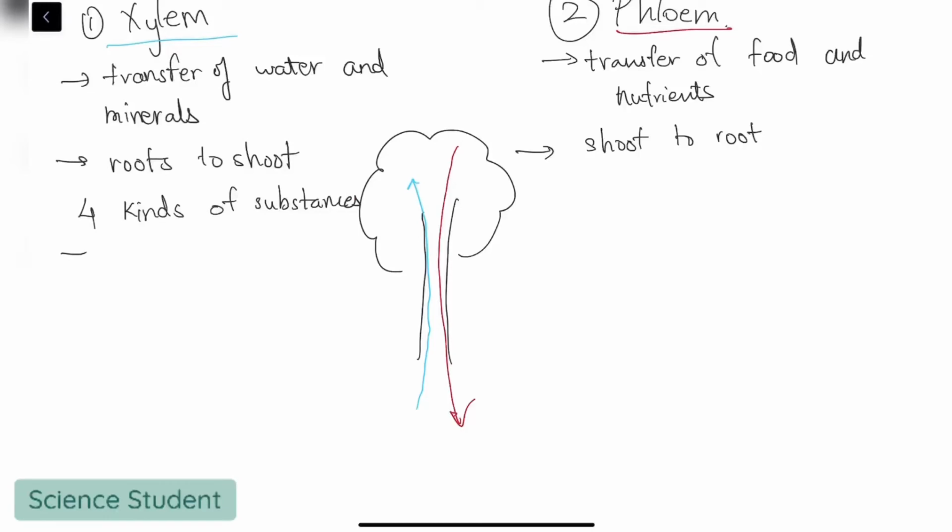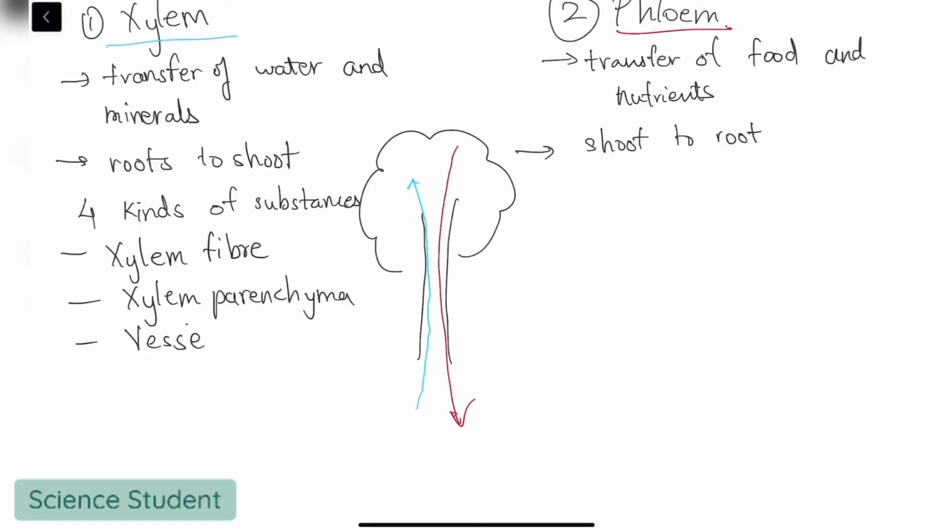So these four are xylem fiber, xylem parenchyma, vessels, and tracheids. Okay, no need to learn in detail, just remember these four.